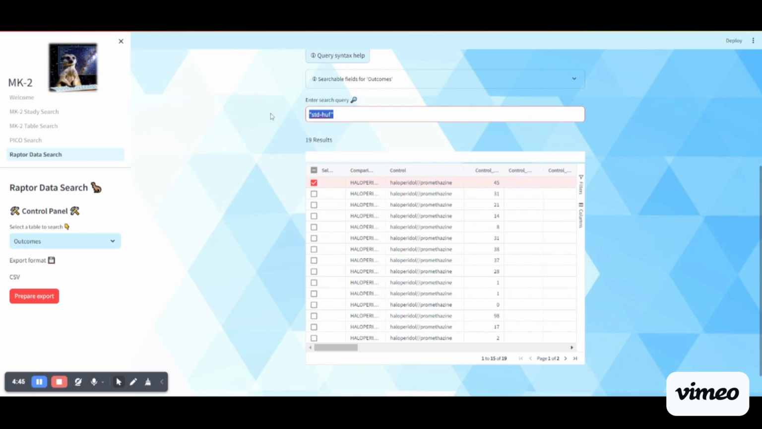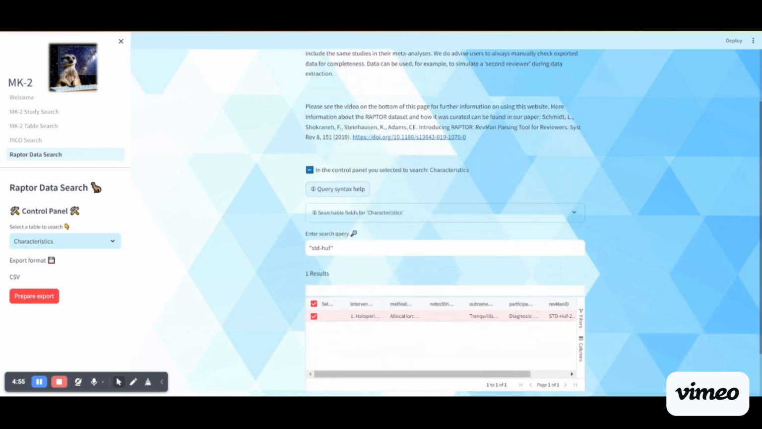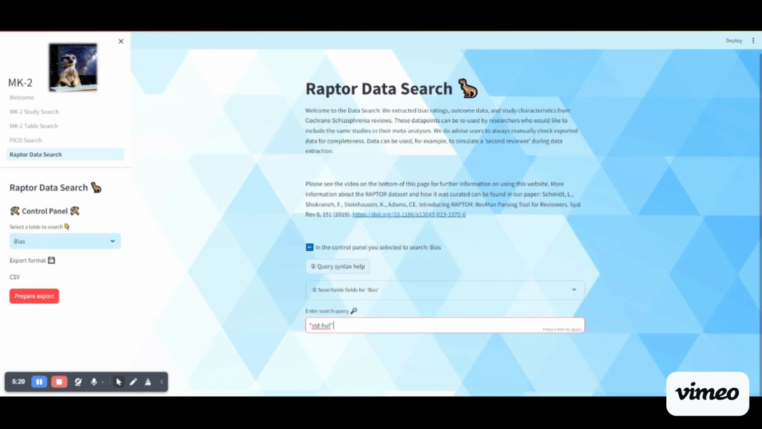So again, if we go with our study here, we can access the study characteristics. So here the Cochrane reviewers have extracted information about the intervention and the control, something about the methods of this trial, of this study, about the participants, and then similar if we look again at this study.